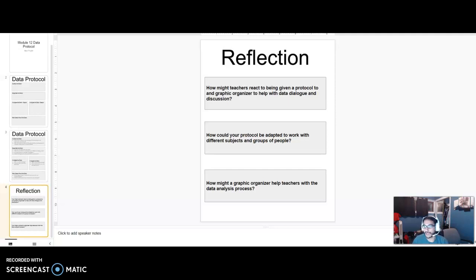And then the last box about how might a graphic organizer help teachers with the data analysis process. Like I said before, having a data analysis process can help teachers get to the now what portion of data analysis a lot faster. And I found that we often get stuck on discussing individual kids and expressing frustrations or troubles instead of collaborating and actually looking at the data and helping the situation out.